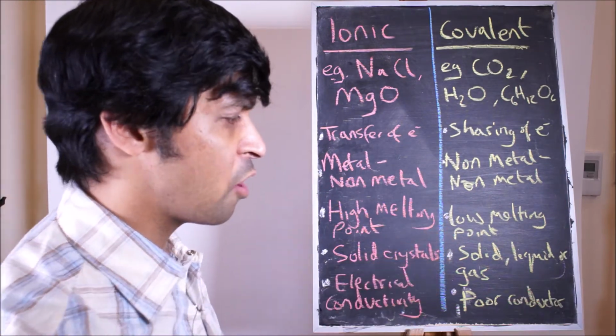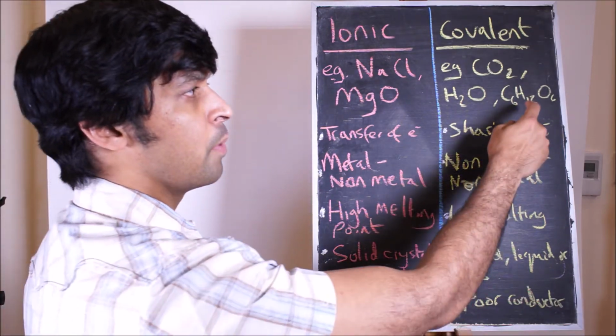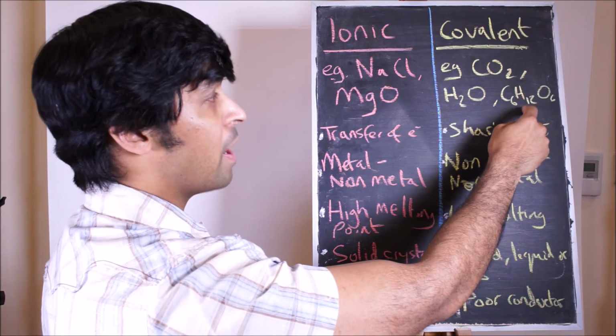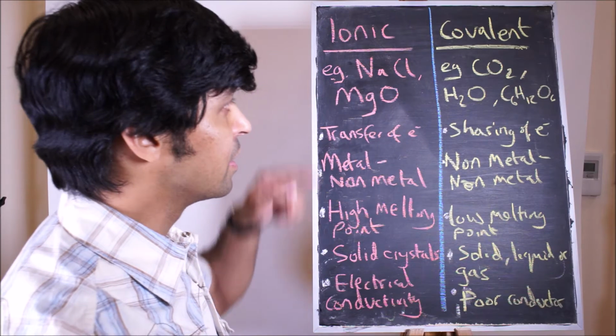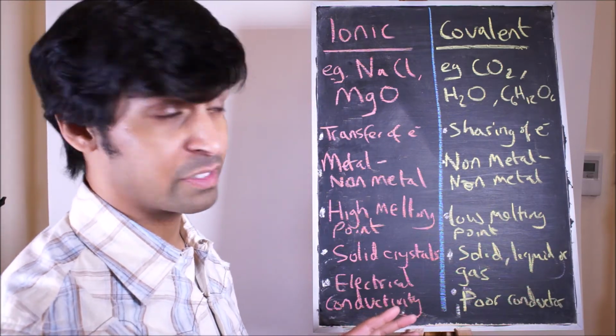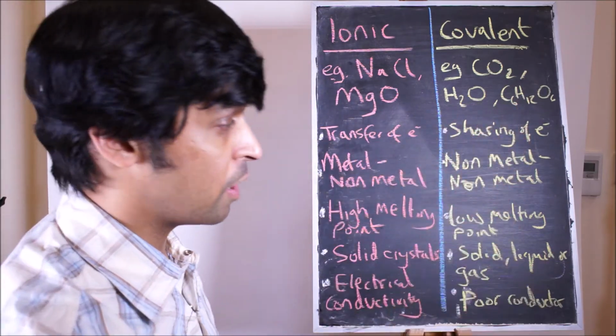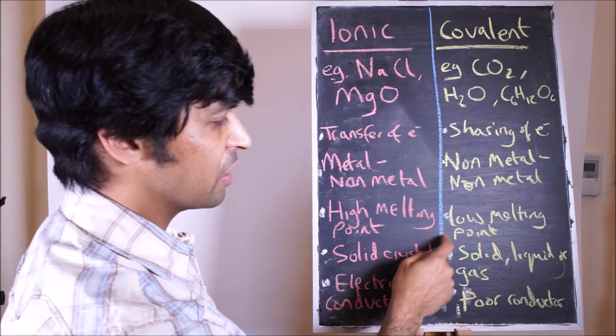They usually have low melting points. You can melt sugar much more easily than you can melt salt. Okay, you can try it if you want at home. Salt, you're not going to melt it. This thing is quite easy to melt. Okay, so low melting point.